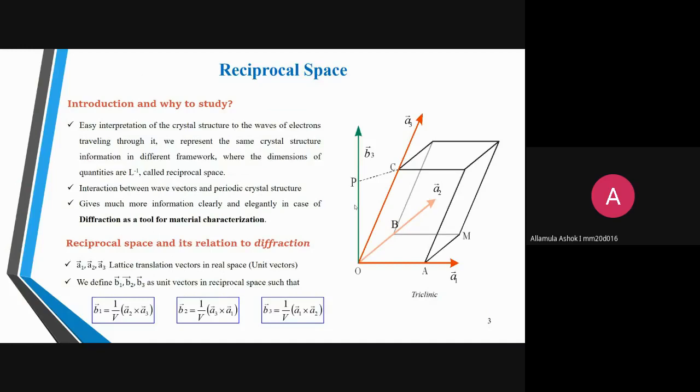Even though we have the crystal structure, crystallographic directions, planes, unit vectors, and interplanar spacing information in real space, we are going for reciprocal space. Reciprocal space means looking for the same information, the same fundamental science, in a different framework or different dimension, where the dimensions of quantities are one by length, or length inverse. This is called reciprocal space.